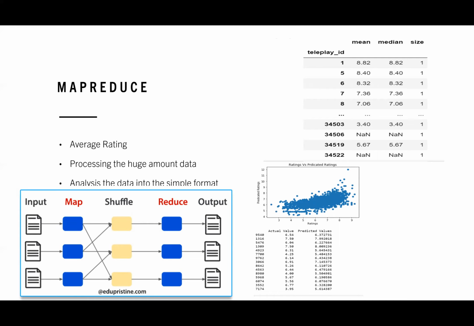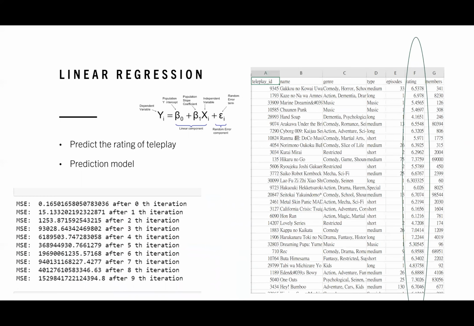The first approach or first system will be MapReduce. This is advantageous for processing a huge amount of data and analyzing the data in a very simple format. On the right-hand side, we can see the mean, median, or the size of the rating or another category. Also, the difference between the actual value and the predicted value will be shown in the graphs. Using MapReduce means we map some data and then reduce them for the output in the data form.